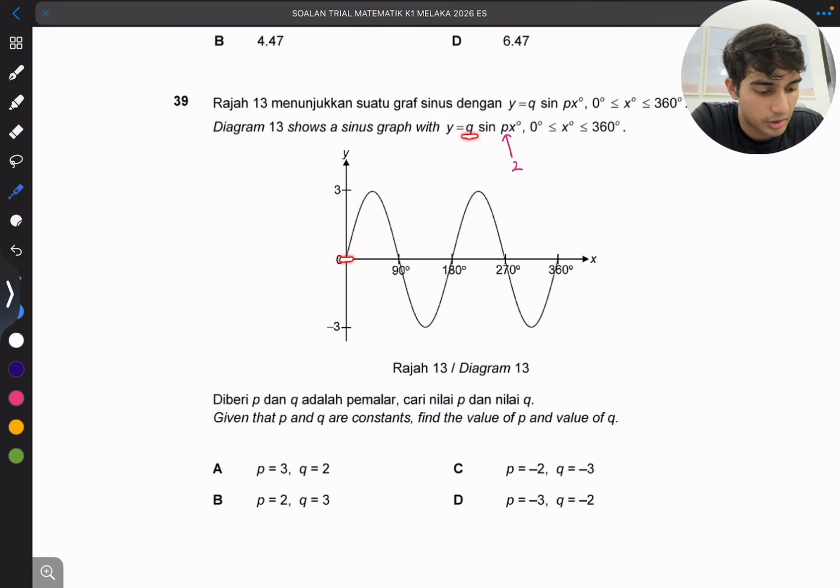That means from 0, how far does it go up? So it goes up by 3 units. So Q is 3. P is 2. Q is 3. Answer B.